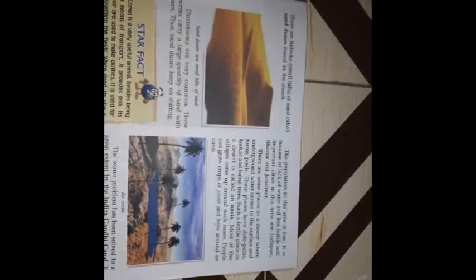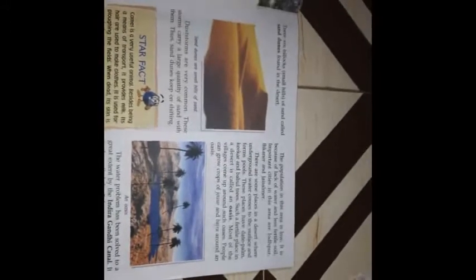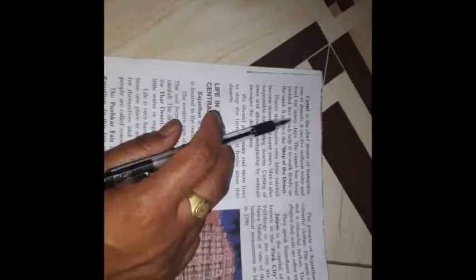Important cities in this area are Jodhpur, Bikaner and Jaisalmer. Camel is the chief means of transportation in the desert. Everyone knows that the camel we also call the ship of the desert. So camel is a cheap transportation in the desert. It can live without water and food for many days, because it stores water and food in its hump.